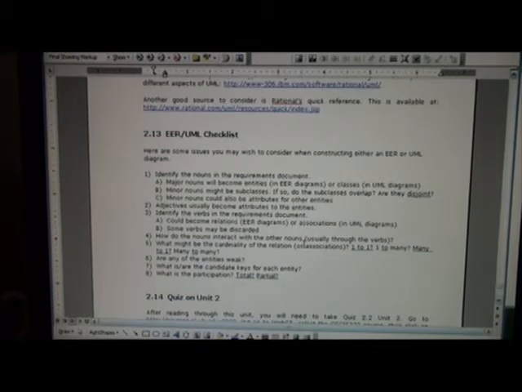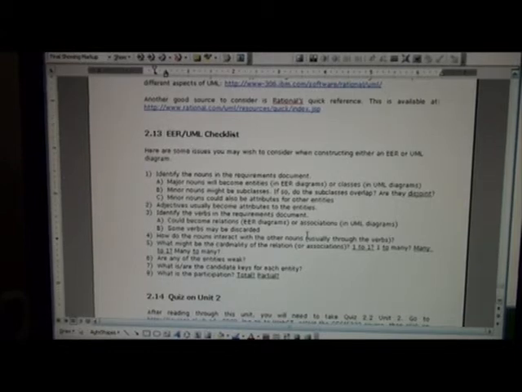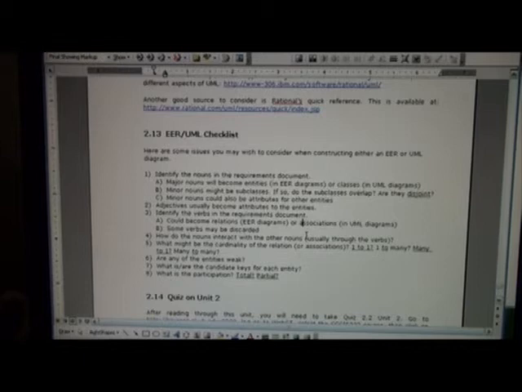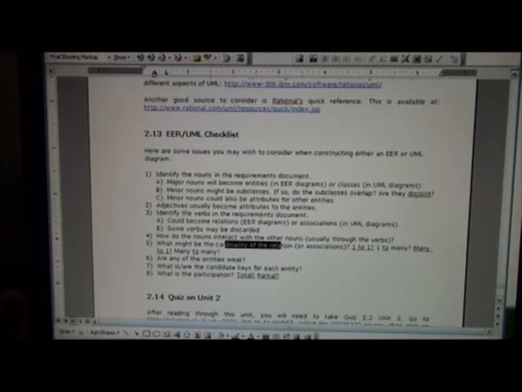Okay. Now, one of the things you want to think of, how do the nouns interact with each other? And you need to consider, well, what's the cardinality of the relation? Is it one-to-one, one-to-many, many-to-one, or many-to-many? Are there any entities that are weak? And what are the keys for each of the entities? And is the participation total or partial? Now from here you can go to building some tables which you'll eventually set up in some relational database.